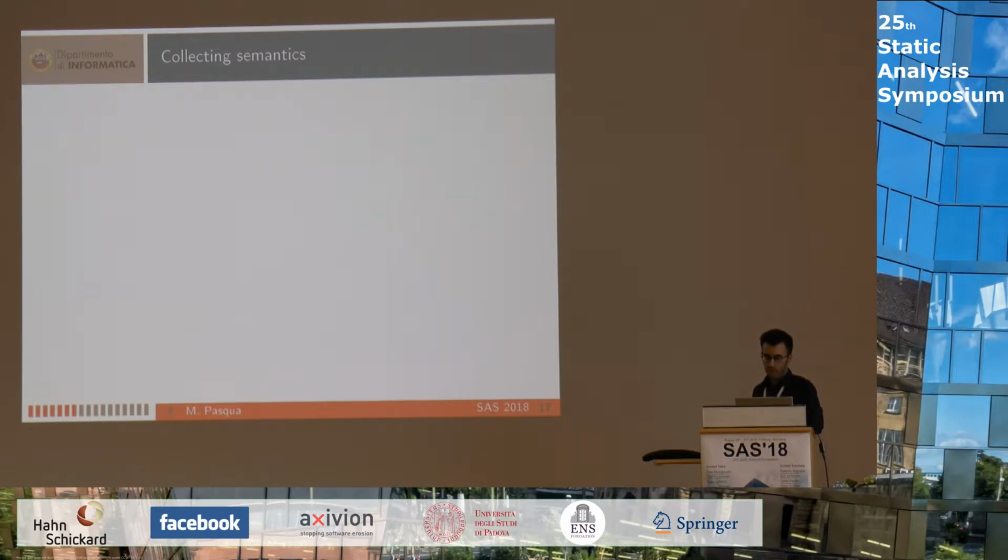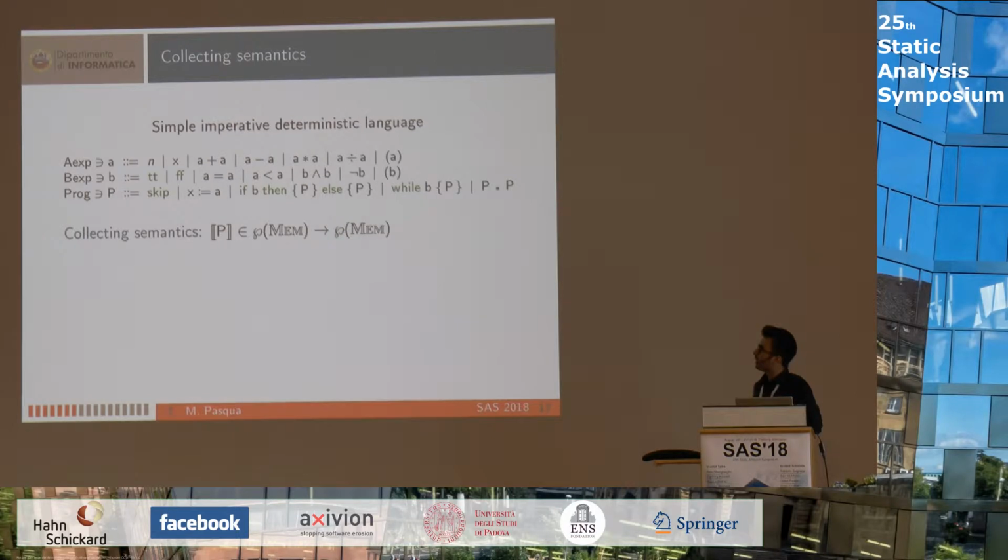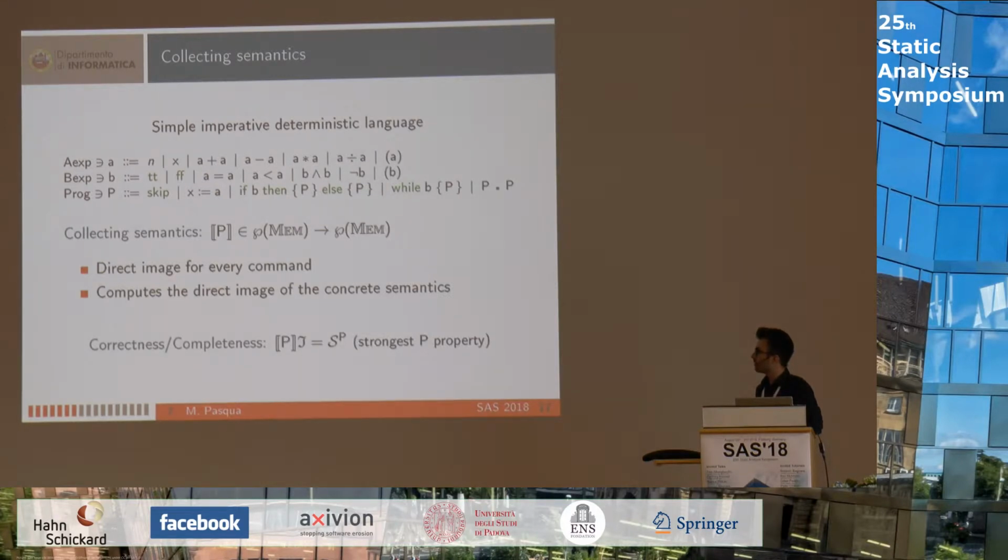Then we wondered how can we adapt classical static analysis verification methods for the verification of hyperproperties. Suppose we have a simple deterministic language, and we have a collecting semantics which computes basically, in this case, postconditions of a given program statement. The concrete semantics links a memory before and after the execution of a program. This is quite standard. The postcondition semantics has a nice fixed point definition, and it computes the direct image of the concrete semantics. And it is correct and complete, of course. So if we run the collecting semantics starting from the set of all inputs, we have the strongest postcondition, which is the strongest program property we can check with this semantics.